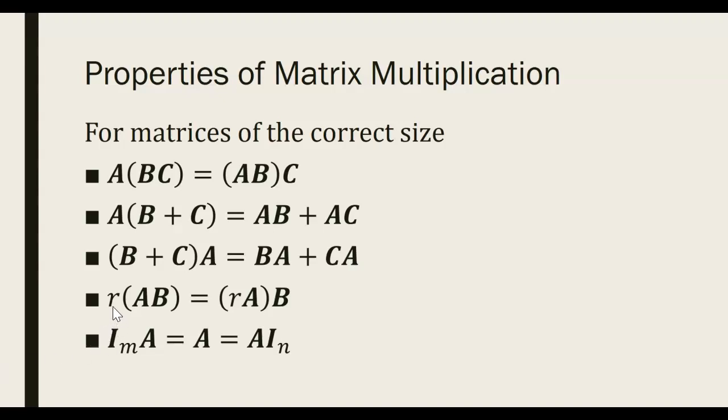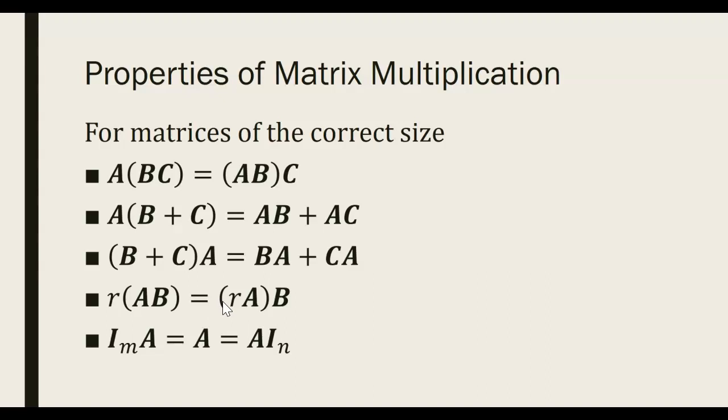Scalar multiplication works really nicely with matrix multiplication. Order really doesn't matter there. In fact, scalar multiplication is commutative, so scalars can be pulled in and pulled out as long as A stays on the left-hand side and B stays on the right-hand side. You can put that scalar anywhere you want.